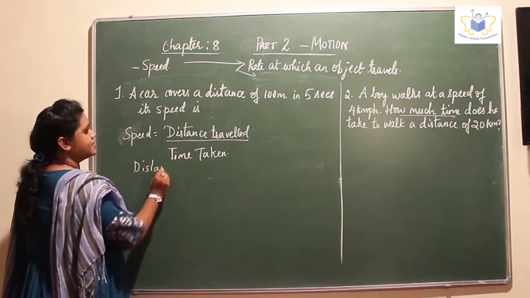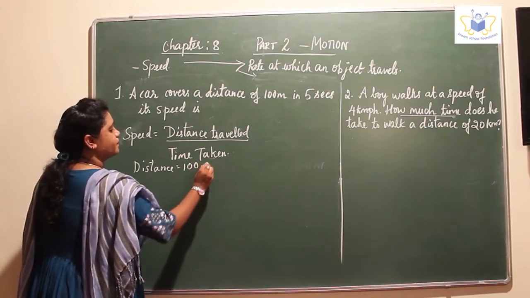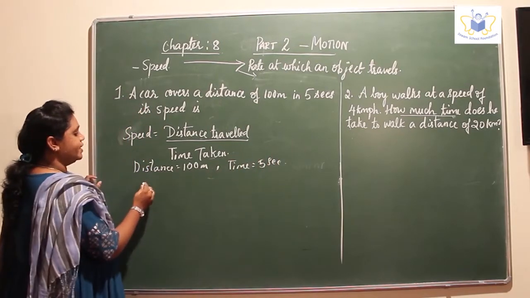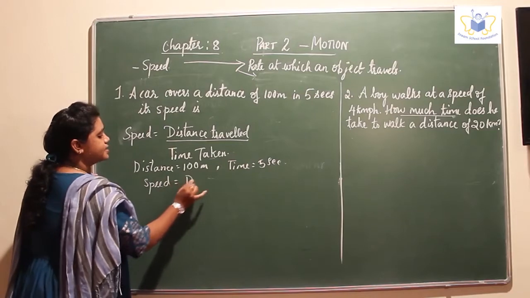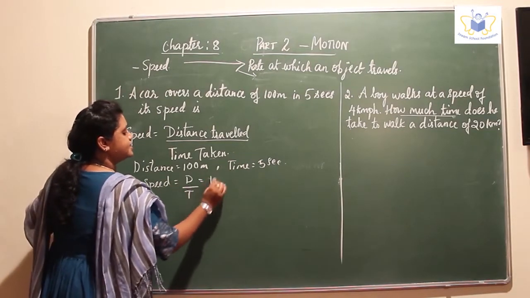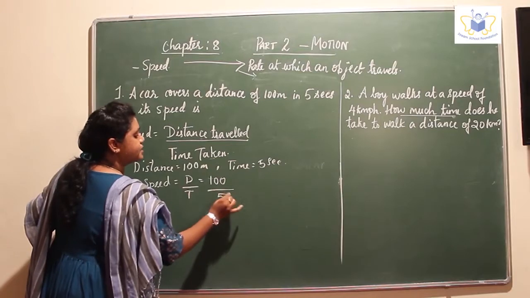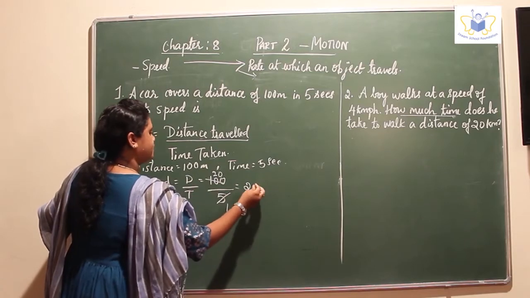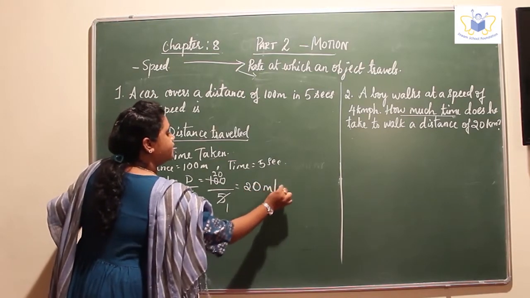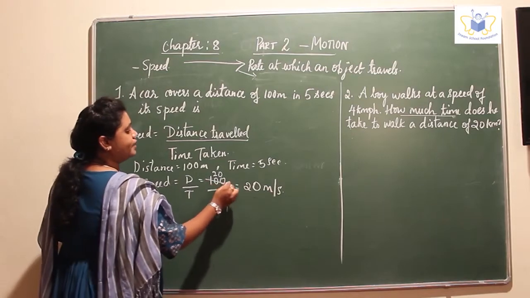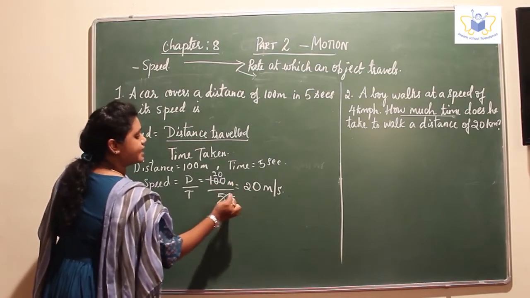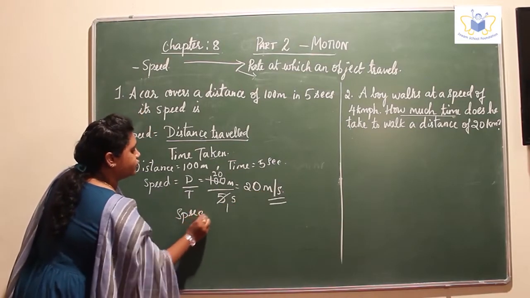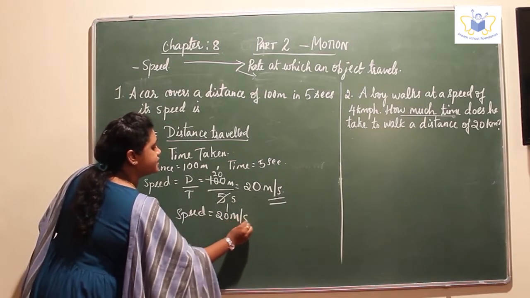Distance is given as 100 meters, time is 5 seconds. So when we substitute these values, distance is 100 divided by time taken, 5. 5 ones are 5, 5 twos are 10, 0. So 20 meter per second. Why? Because the distance is in meters and the time is given in seconds. So the SI unit becomes meter per second. So the speed is equal to 20 meter per second.